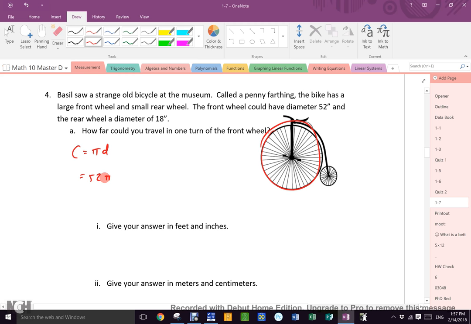Real life answer or useless answer? Useless answer. Doesn't tell me how far I go. How far did you ride your bike? How far did you ride on the treadmill today? 52 pi. Oh, yeah. So, what do I got to do with that? What is it? 163.46. Great. So, it's 163 inches, yes? Real life answer. Yeah? What is it in feet and inches? What do you got to do with 163 inches to get it to feet? Divide by 12.